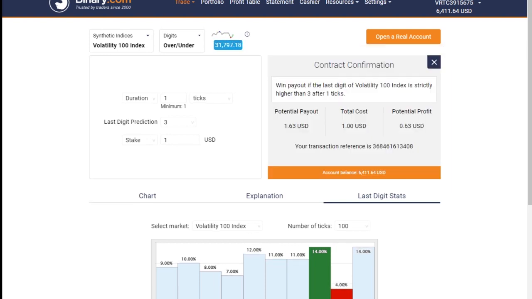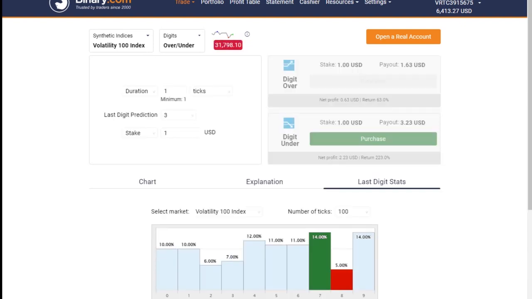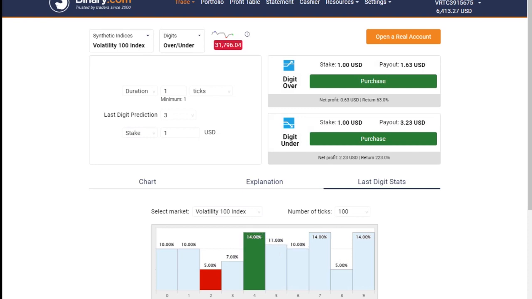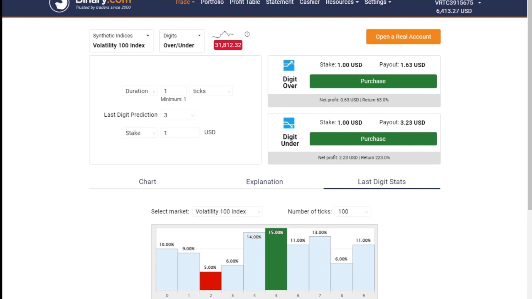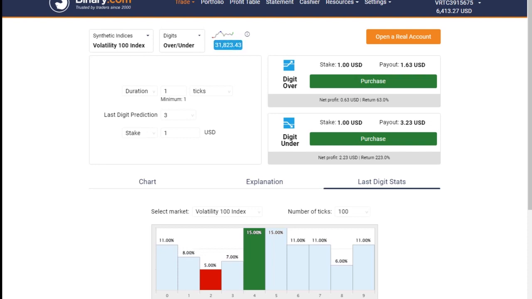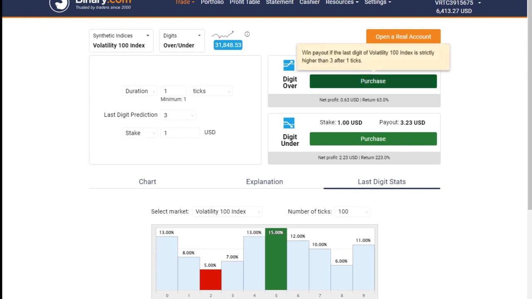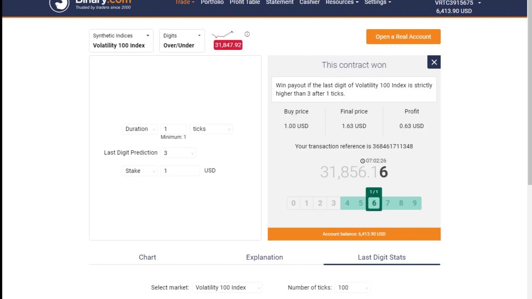I got 3 and 9, so I entered the trade. I have won that trade also. I will look for another trade. Then I got 3 and 9, I entered the trade and won that trade.